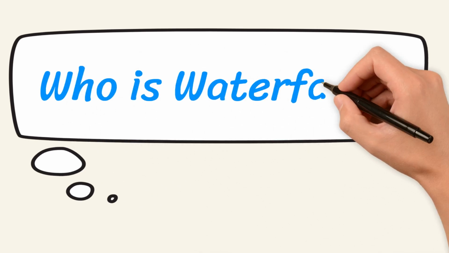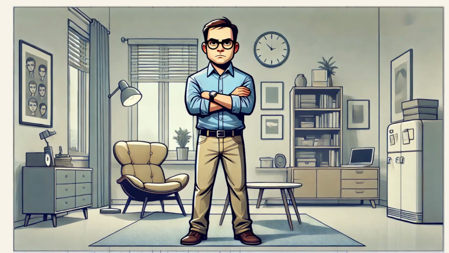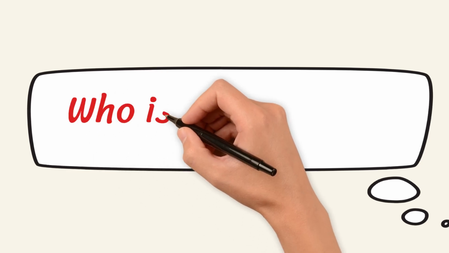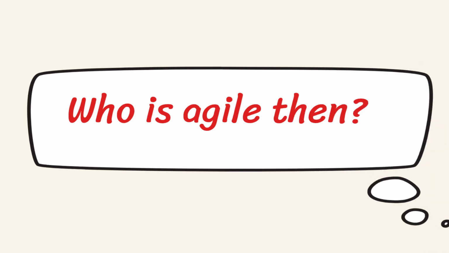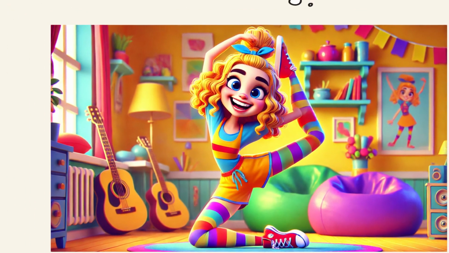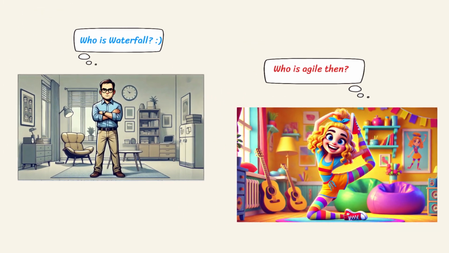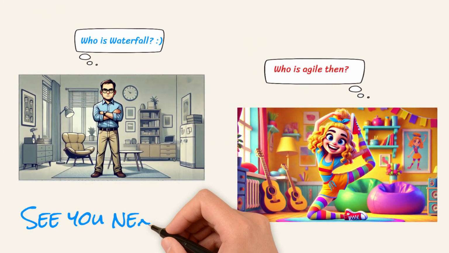But for now, if we think of waterfall as a strict parent, agile, on the other hand, is the fun, flexible sibling, and that is what we're going to discuss next session. So get ready for a more dynamic and collaborative way of building software.